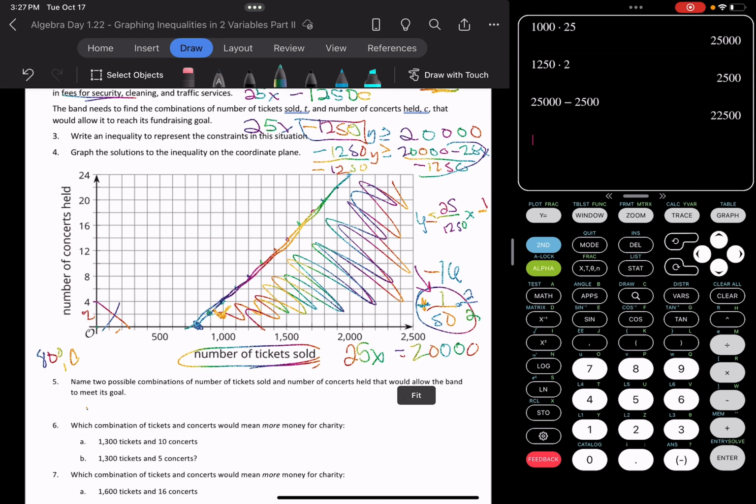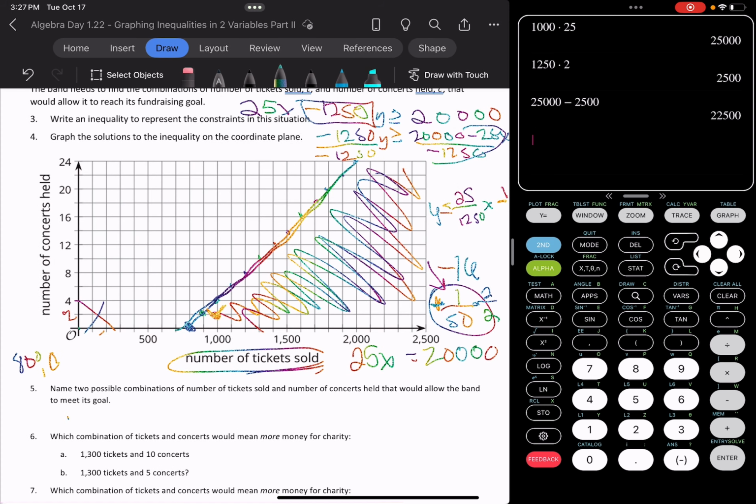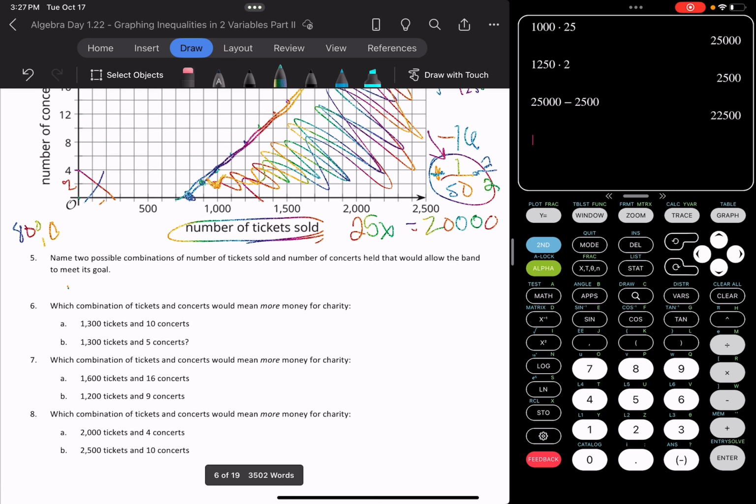It says name 2 possible combinations of number of tickets sold. So all you have to do is look in this shaded in area, what part of that shaded in area works, and list out those combinations of number of tickets sold and number of concerts. This next part asks which combination of tickets and concerts would mean more money for charity. So you have to choose A or B in each of these scenarios. The best way to do that is to plug that into the equation and see which one's going to make more money, or look on the graph.